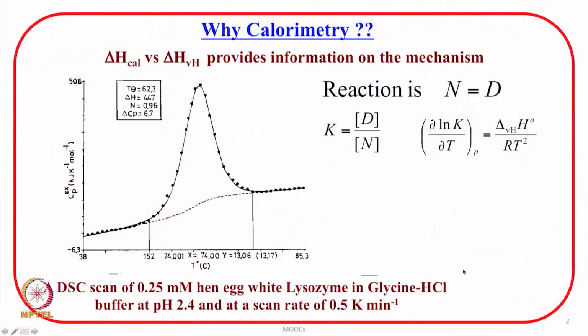Now, let us go back to our discussion that Van 't Hoff enthalpy can be obtained from the temperature dependence of the equilibrium constant, and the expression for K depends on the reaction mechanism. What does this mean? Expression for K depends on reaction mechanism.